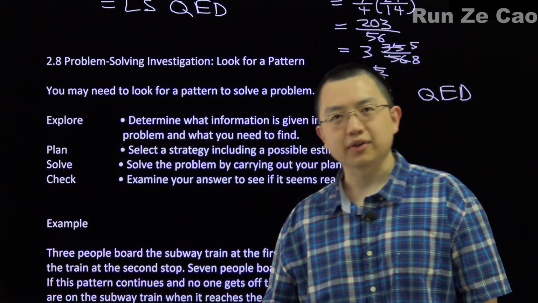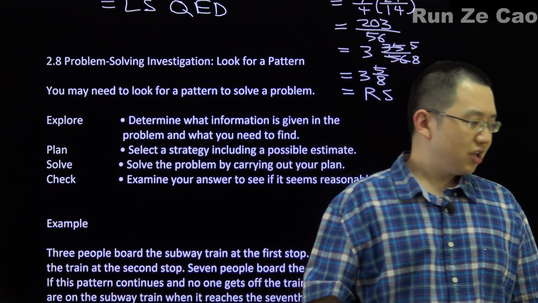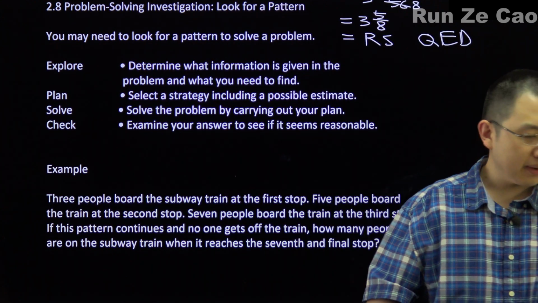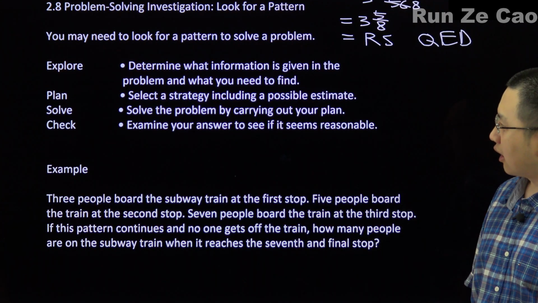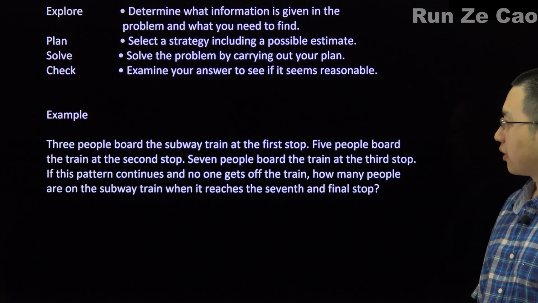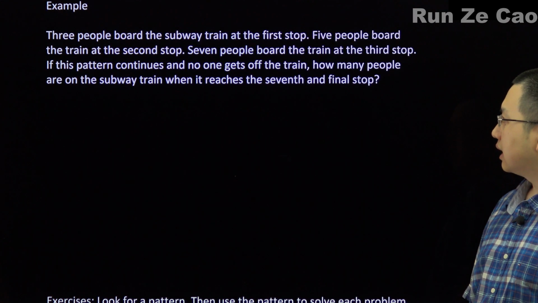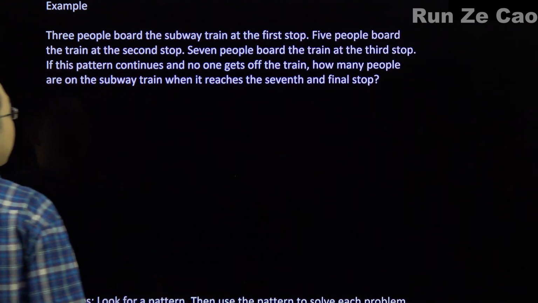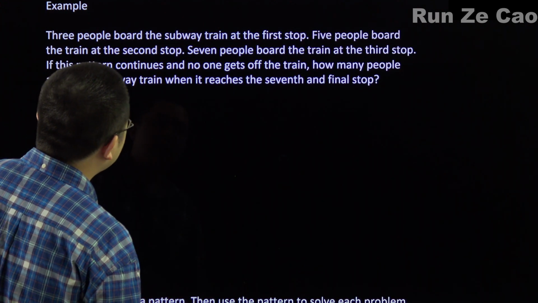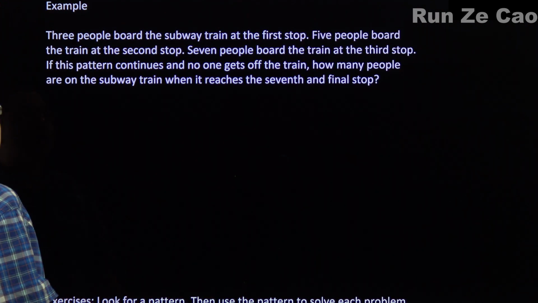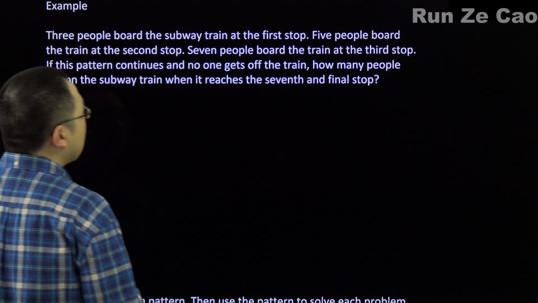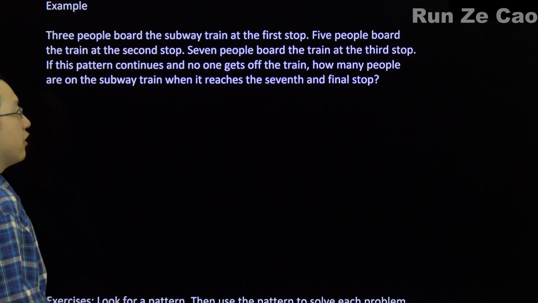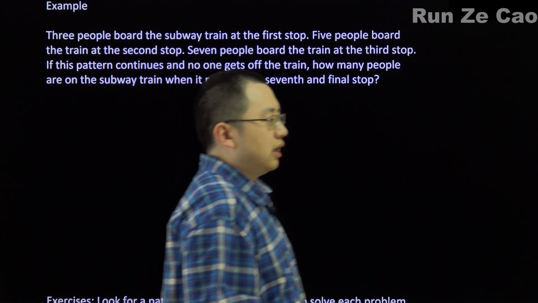Obligatory problem solving section. Look for a pattern. You can look for a pattern to solve a problem as part of your typical problem solving strategy. 3 people board the subway train at the first stop, 5 people at the second stop, 7 at the third stop, and the pattern continues. And no one gets off the train. How many people are on the subway train when it reaches the 7th and final stop?